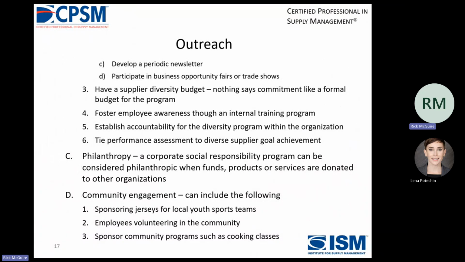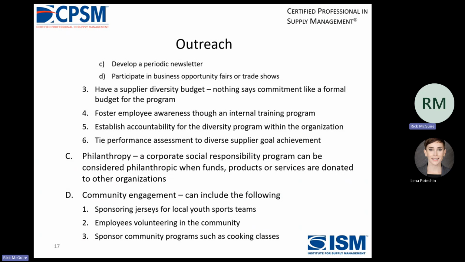And newsletters, this is a little bit older. People don't really do newsletters. They may do a blog. Participate in business opportunity fairs or trade shows. Usually the government will have a lot of diverse supplier trade shows. Have a supplier diversity budget. Where we put the money is where our priorities are.